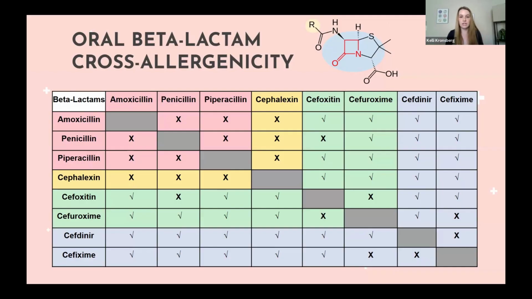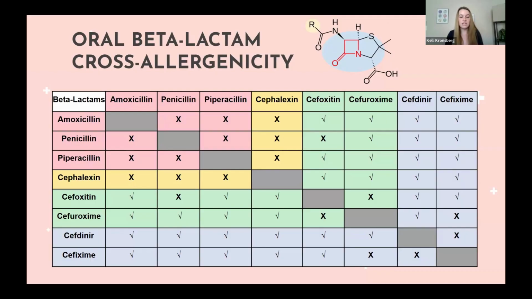And what I have on the screen is most of our oral beta-lactams and a couple IV ones. This was a chart that I created at my last hospital. And to orient you to it, if there's an X, that means there's cross-allergenicity. And so we'd probably want to err on the side of avoiding that. But if there's a check mark, then it's safe to administer and we don't expect cross-allergenicity.